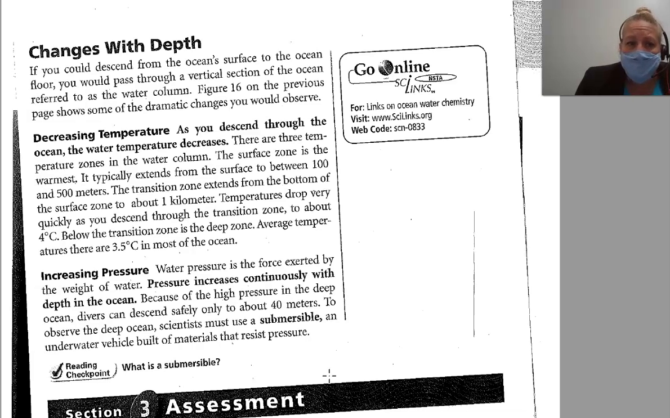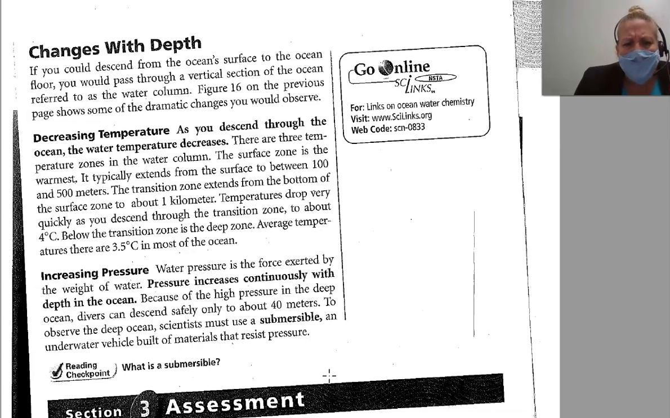So we've already talked about that. Decreasing temperature. As you descend through the ocean, the water temperature decreases. There are 3 temperature zones in the water column. The surface zone is the warmest. It typically extends from the surface to about 100 to 500 meters. The transition zone extends from the bottom of the surface zone to about 1 kilometer. Temperatures drop very quickly as you descend through the transition zone to about 4 degrees Celsius. Below the transition zone is the deep zone. Average temperatures there are 3.5 degrees Celsius in most of the ocean.